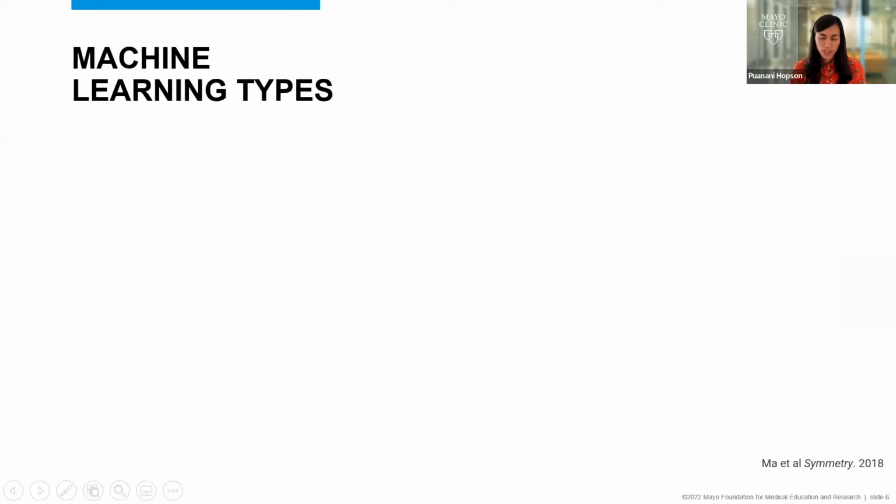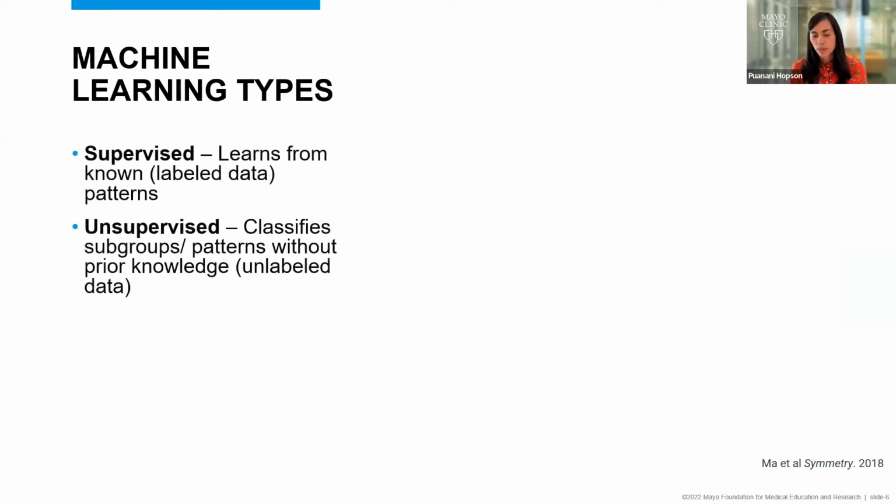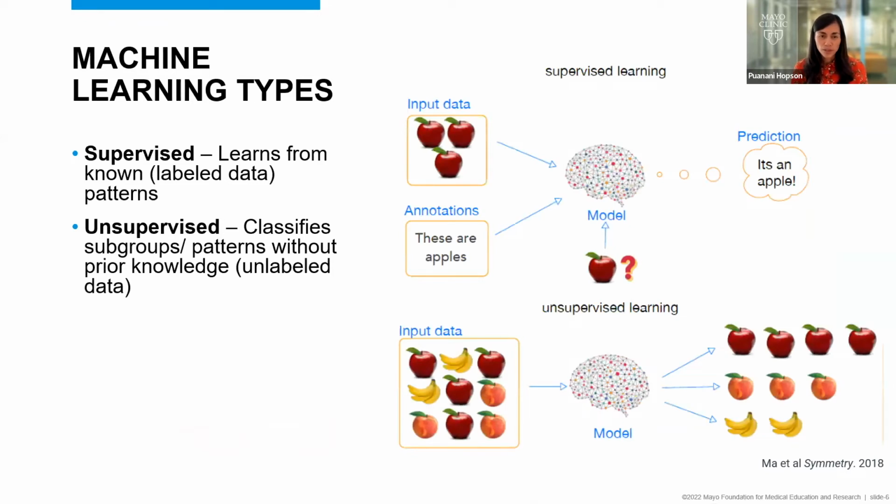And within machine learning, you can teach the algorithm in certain ways. The two most common ones are in a supervised or an unsupervised setting. So supervised means that the model learns from labeled data. So in this example, the top, the model is that brain picture. The labeled data are pictures of apples and a label that says, these are apples. So when an apple is shown to the model, it can say, this is an apple. Very simple supervised learning technique.